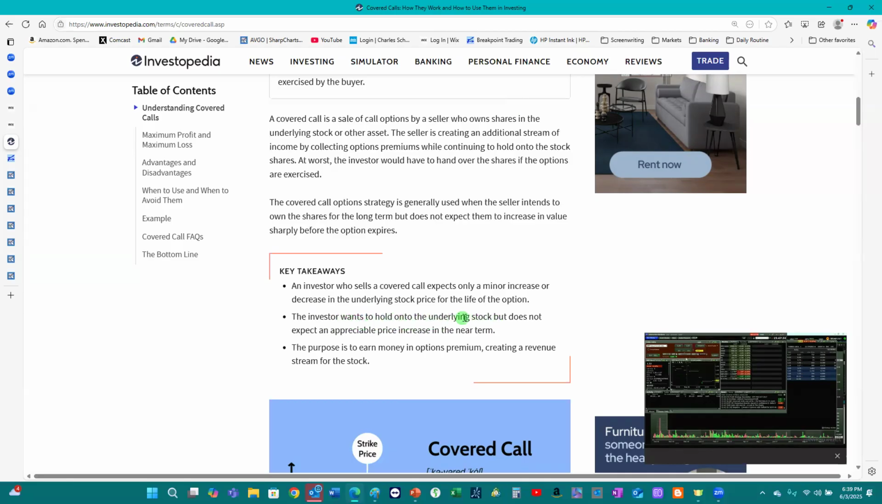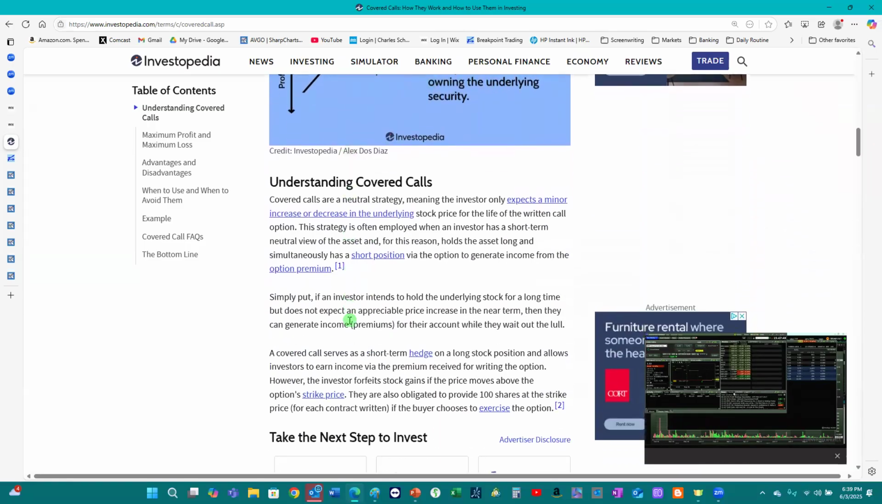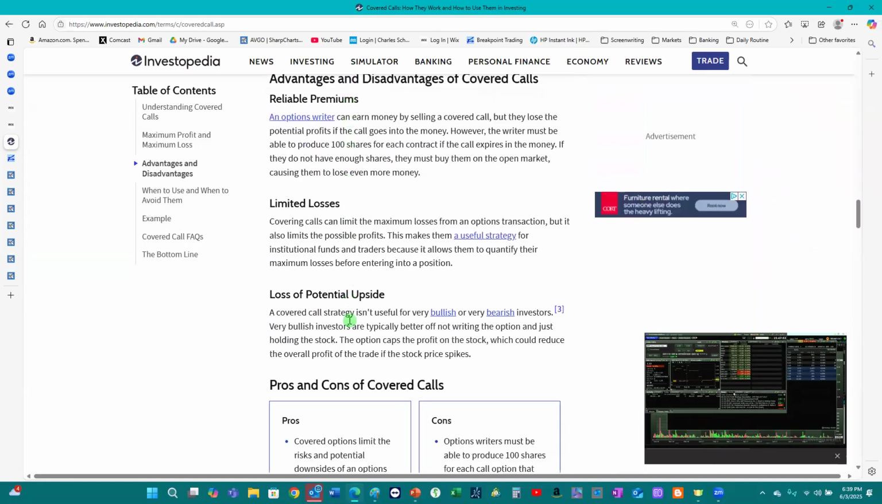So in this case, you're selling a call, making the premium. You're being the insurance company now, so you collect the revenue or the income. And as long as your stock does not go above the price that you sold that option at, then you keep the stock too, so your house doesn't burn down. So that's the idea of a covered call. It's an option strategy in which the seller sells the call option and hopes to continue to own the underlying asset.